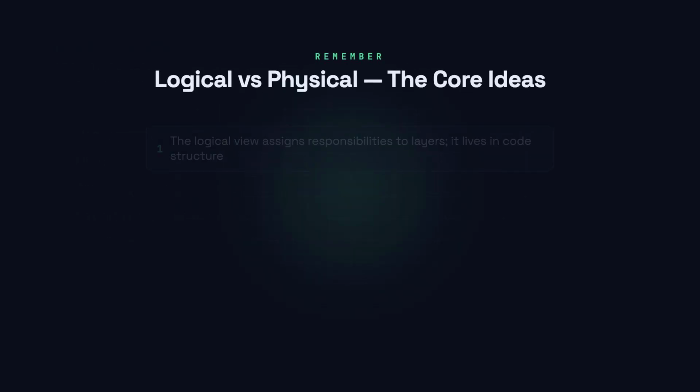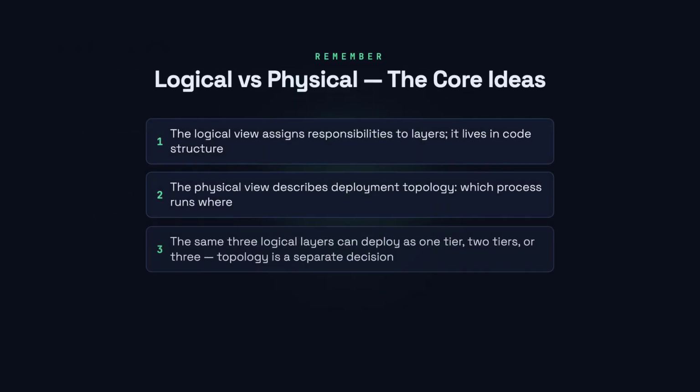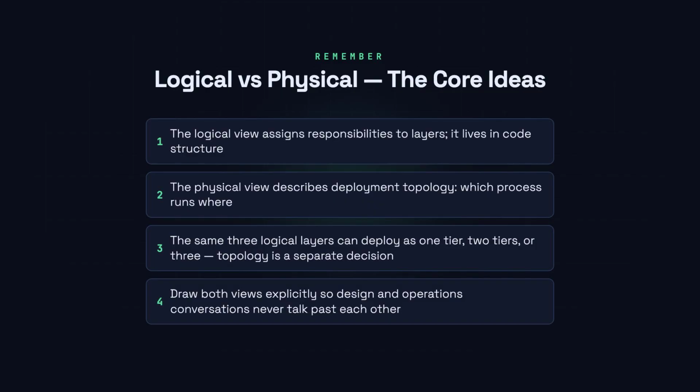To summarize, the logical view is about responsibility, what each part of your code does. The physical view is about reality, where each part actually runs. One set of logical layers can map onto many different physical topologies, depending on your constraints. Keeping the 2 views separate, named and explicit, is one of the simplest habits that makes architectural conversations much more productive.